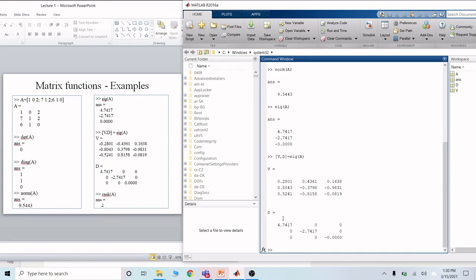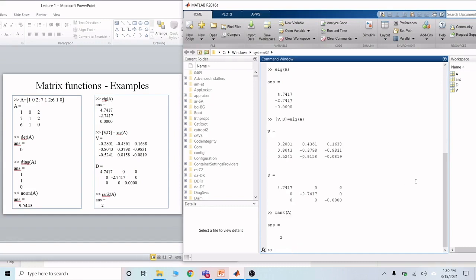And for the diagonal matrix, we have written A is equal to P D P inverse, and the diagonal matrix is this. The first diagonal element is the first eigenvalue, the second diagonal element the second eigenvalue, the third diagonal element the third eigenvalue. D is the diagonal matrix of eigenvalues, V the eigenvectors. Okay. Rank of A: I can find the rank of A. The rank of A is 2.